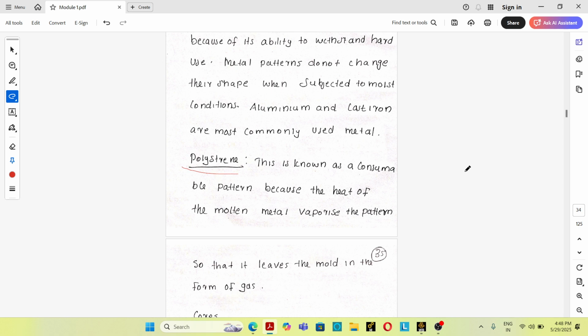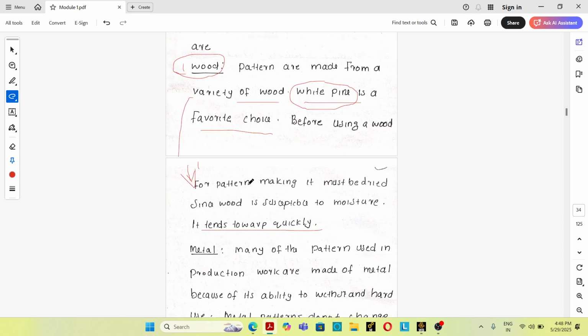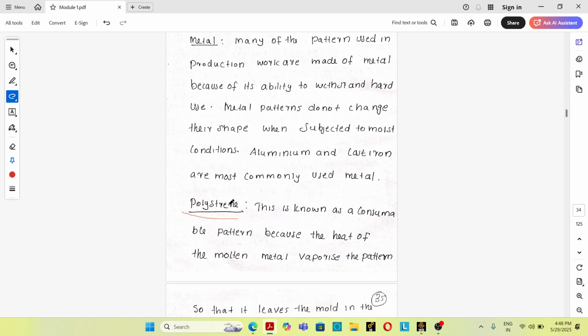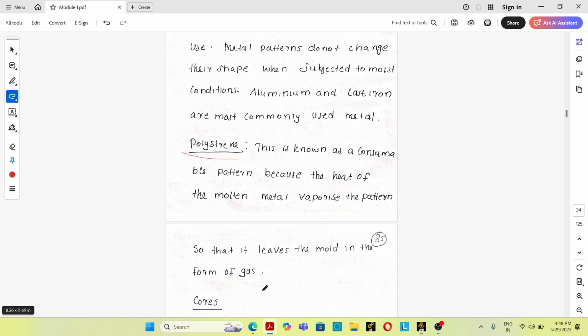So these are the common materials used for making patterns. Apart from that, we use wax patterns, which are commonly used in the investment casting process; we can discuss that later. So we have four materials used for making patterns: first wood, second metal, third polystyrene, and the wax pattern. Okay, so these are all about the patterns.